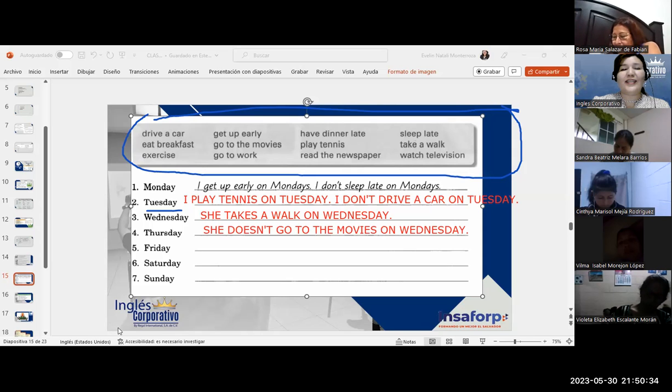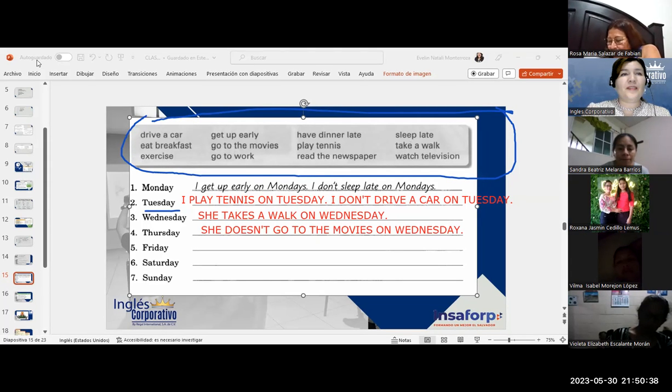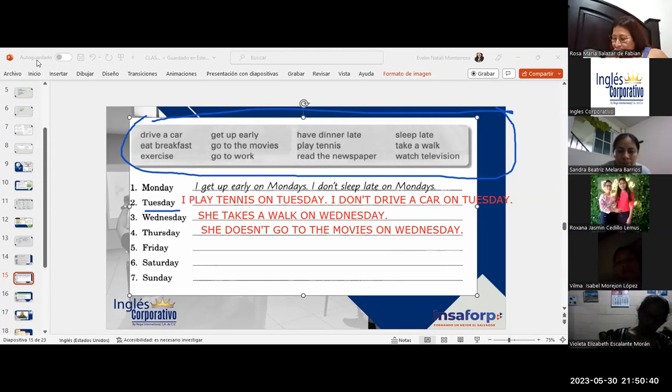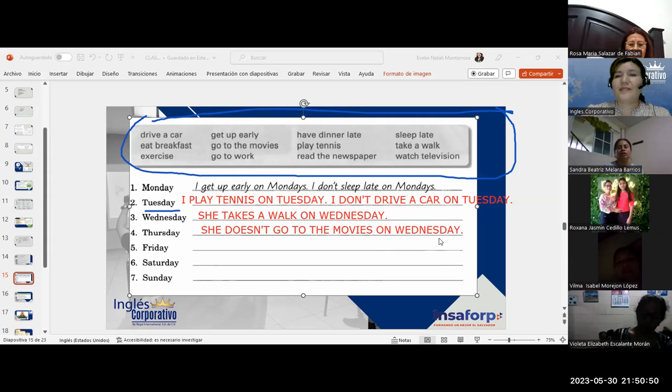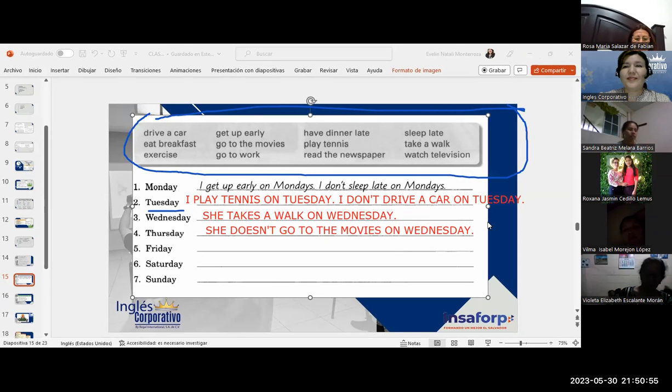Let's go with Roxana Yasmin. I play the piano on Sunday. I don't listen to music on Monday. Good, very good. Another volunteer. Yo los dejo que sean voluntarios. Si no sale un voluntario, finger crack. Thank you, Violeta. Very good job.